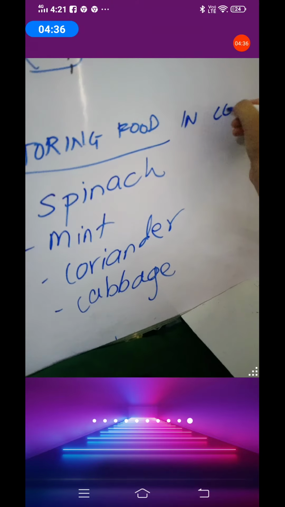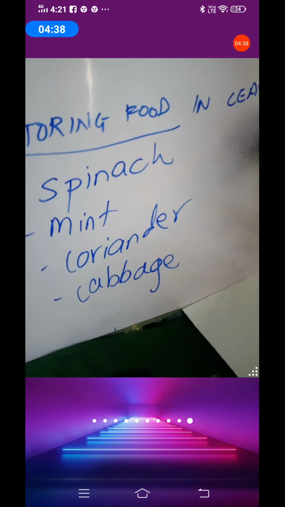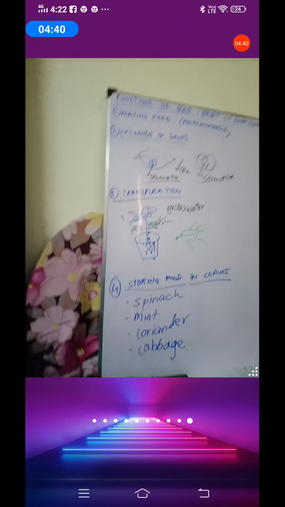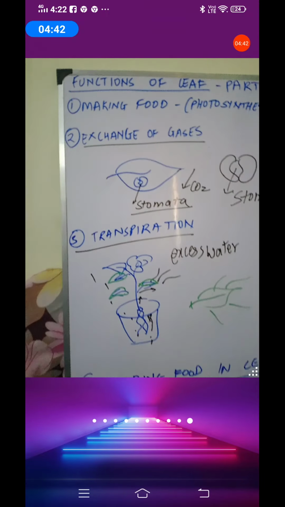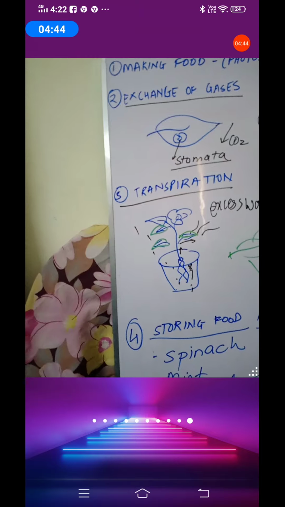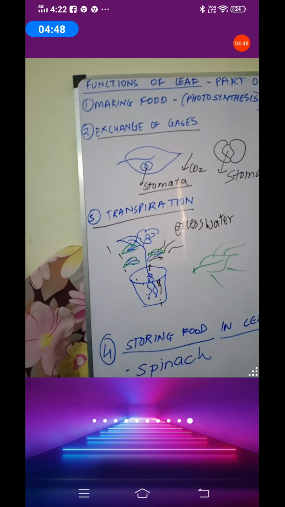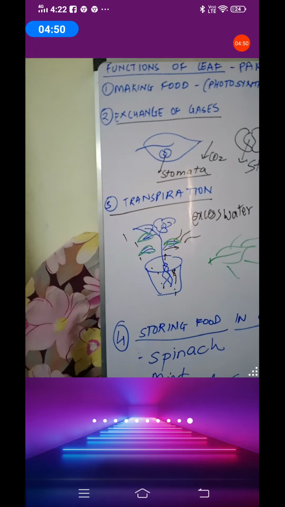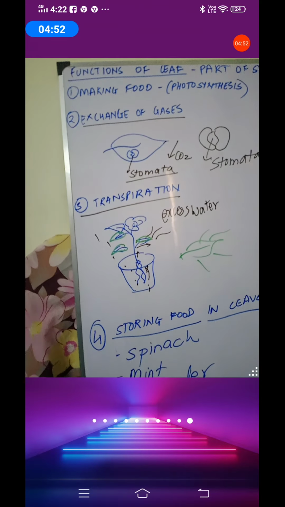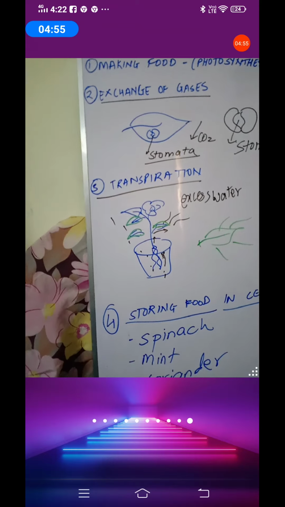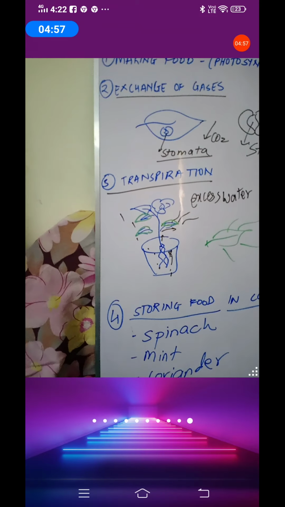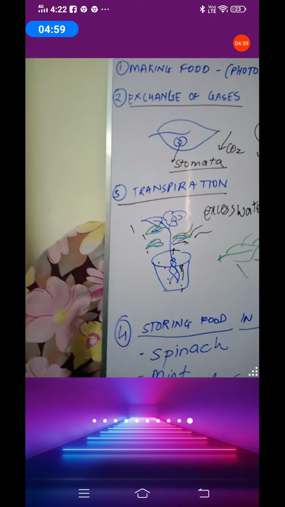So let's go through the functions of the leaves again. The first and most important function is making food. It is in the leaves where the food is being made, and this process is called photosynthesis. Then you have exchange of gases. Plants are breathing through stomata. Plants breathe through stomata.